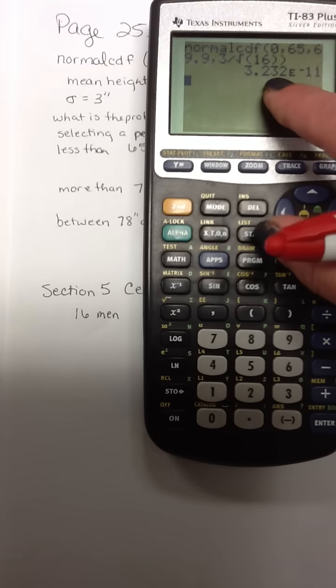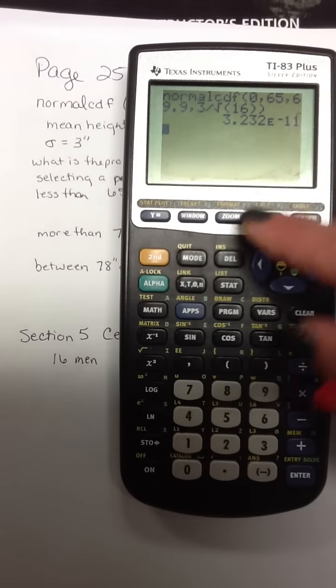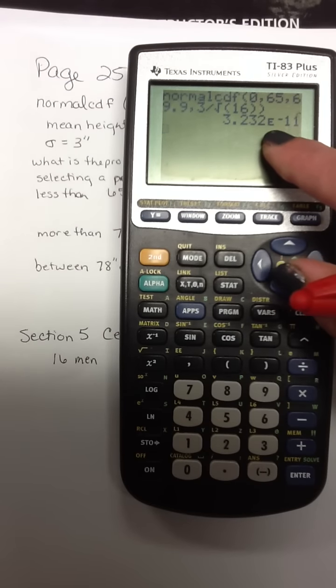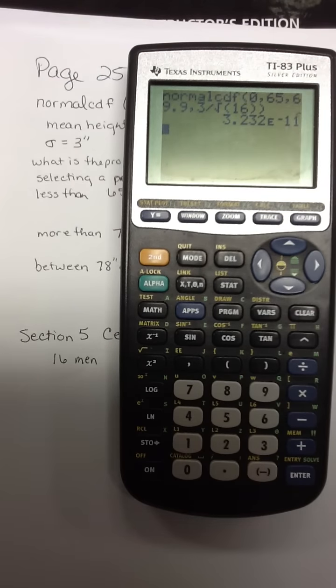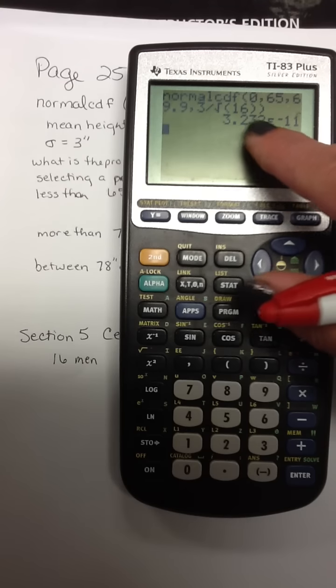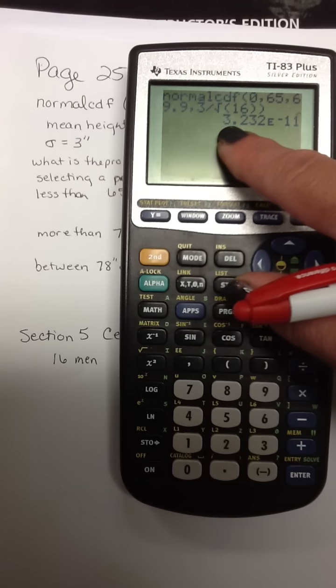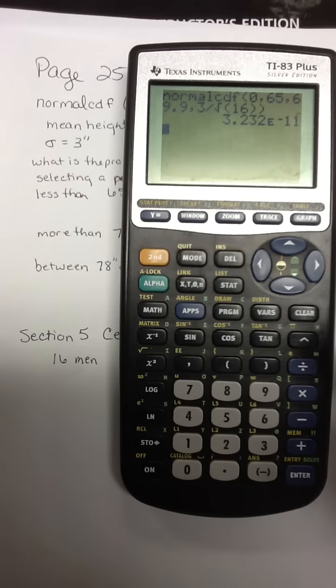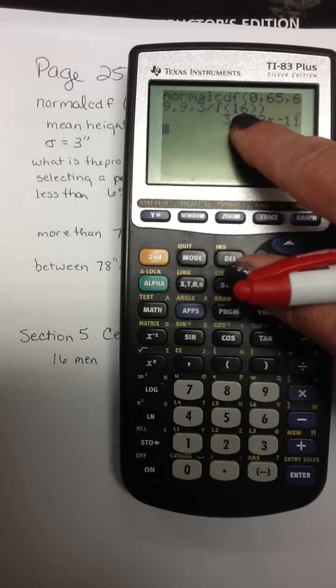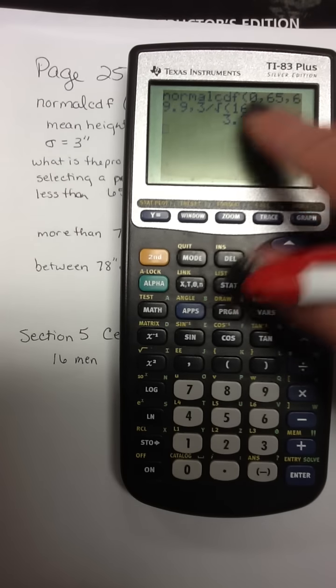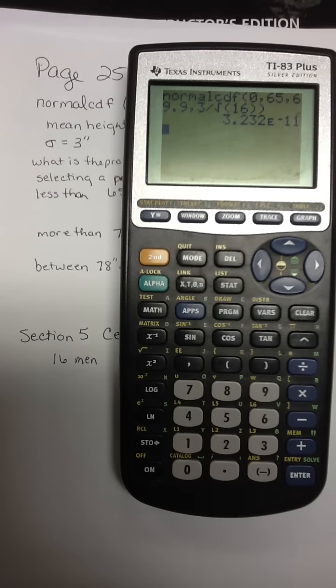And now we end up with a very, very small number, 3.232 e to the negative 11. In other words, there are 10 zeros in front of that 3. So the chances of you coming up with a group of 16 men who averaged that height below 65 inches is pretty much nothing.